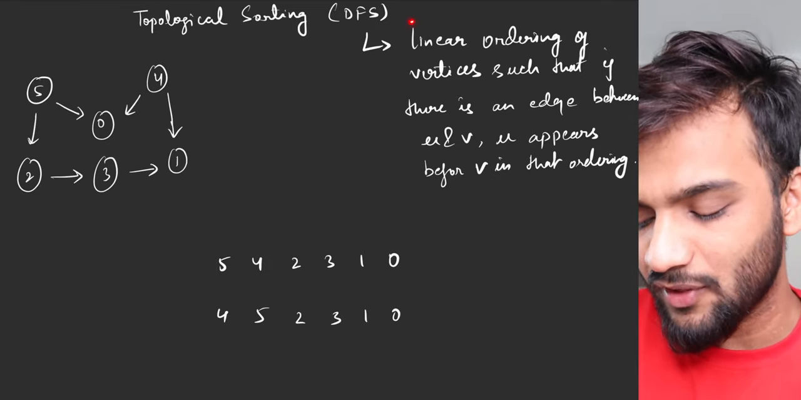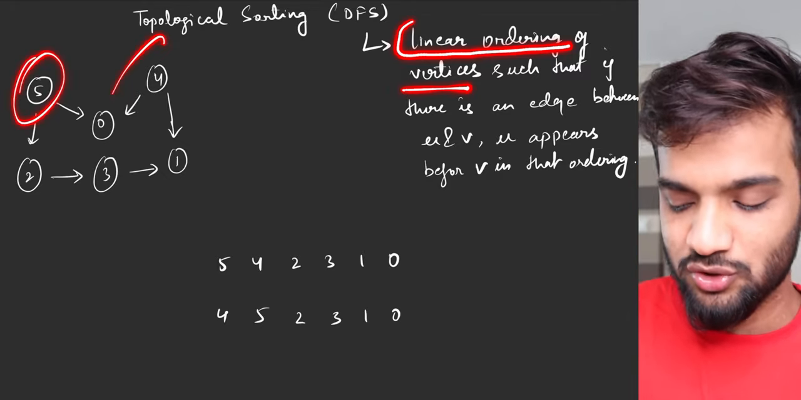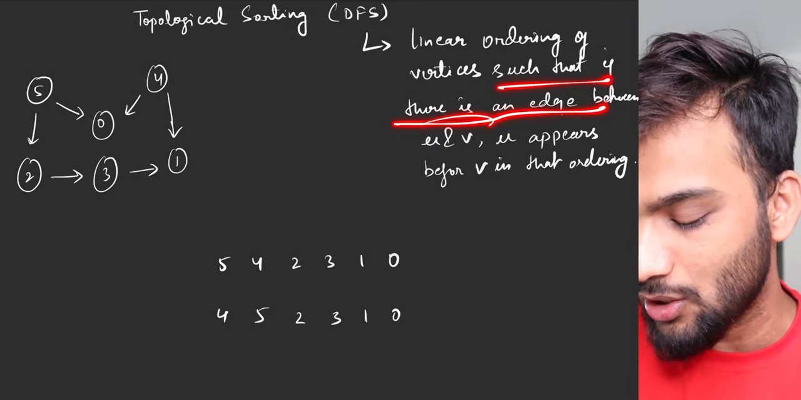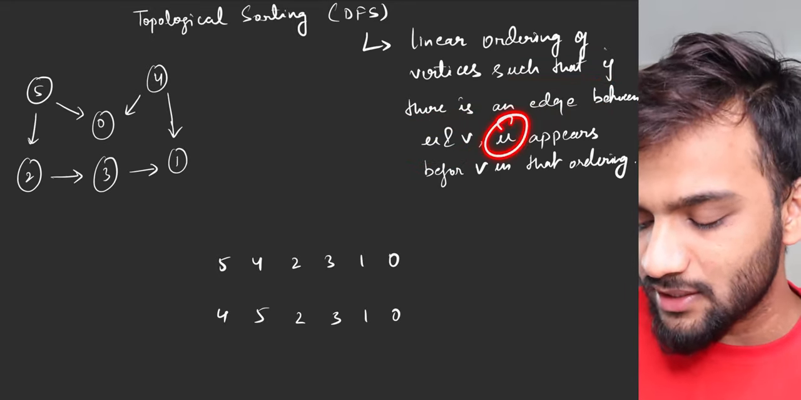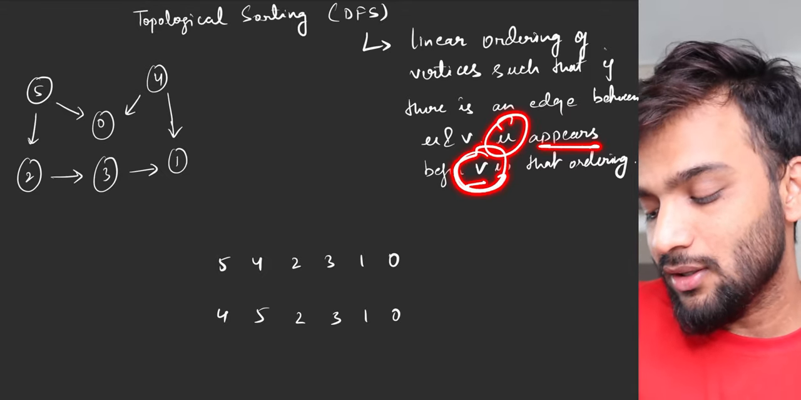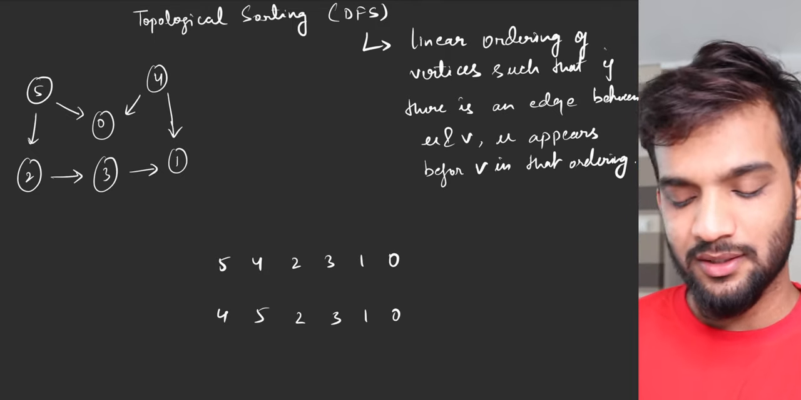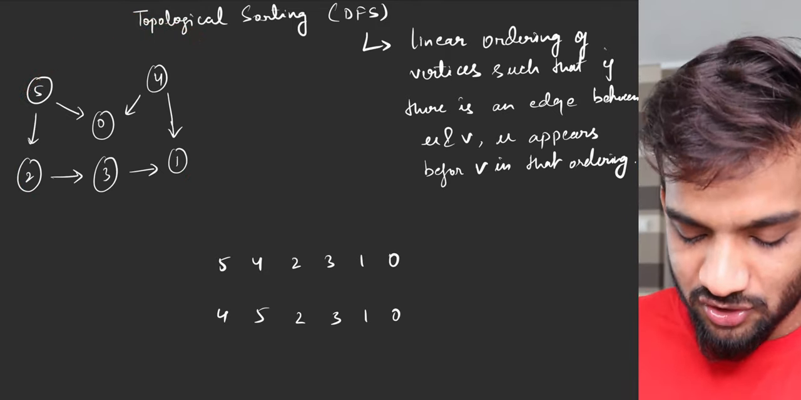So basically, the definition states any linear ordering of vertices, meaning these nodes, such that if there is an edge between U and V, U always appears before V in that ordering. So this is the particular DAG. Let me write down the edges that we have.